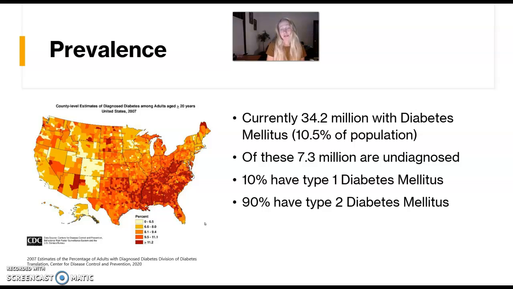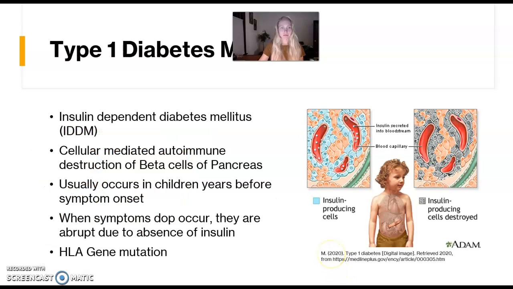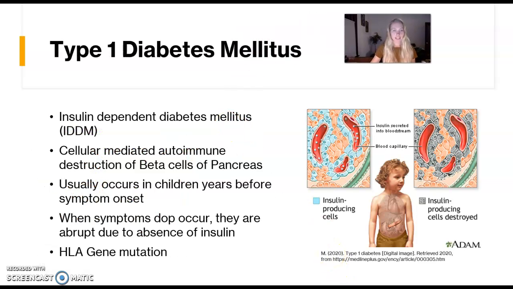10% of people who have diabetes have type 1, and 90% have type 2, which is probably the type that you're more familiar with. Type 1 diabetes is known as insulin-dependent diabetes mellitus. That means that the amount of insulin is what is affecting the disease.